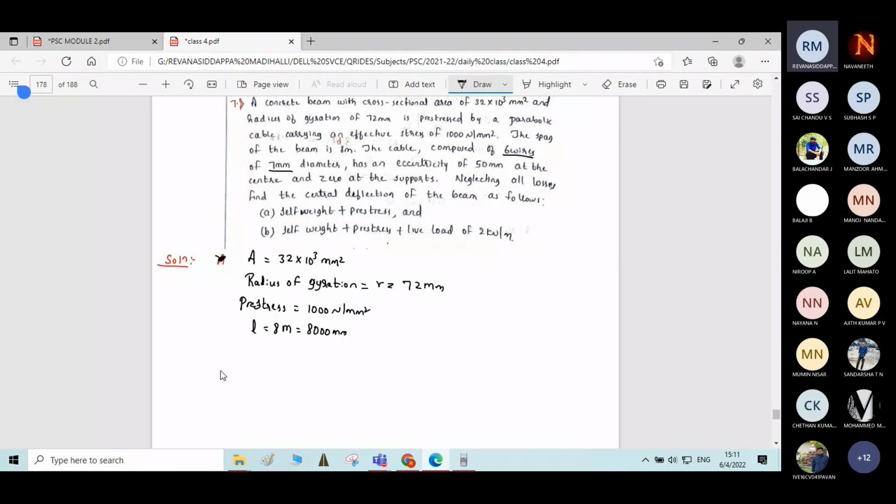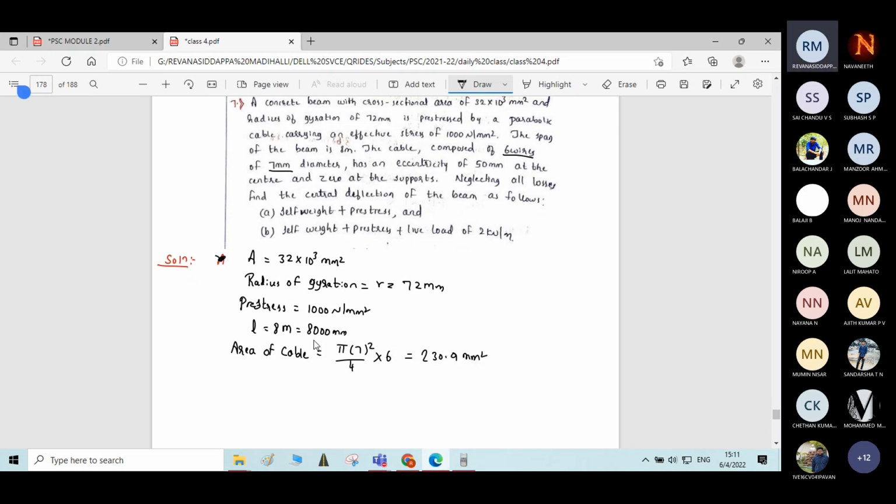We can calculate the total area of the cable. Area of cable is equal to area of one wire, pi d square by 4, pi into 7 square by 4, into 6 wires. By this we'll get the total area of the cable, that is 230.9 mm square.